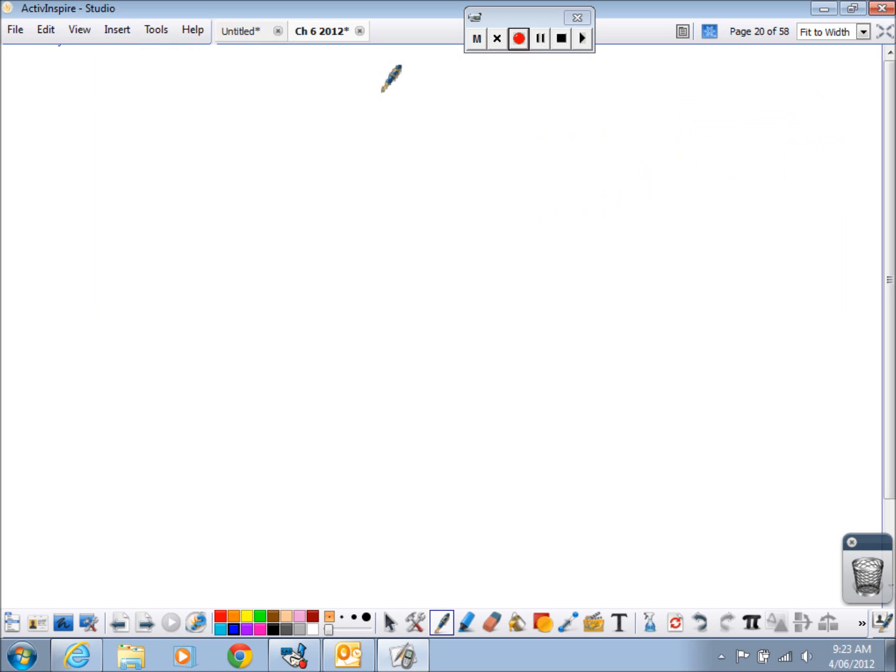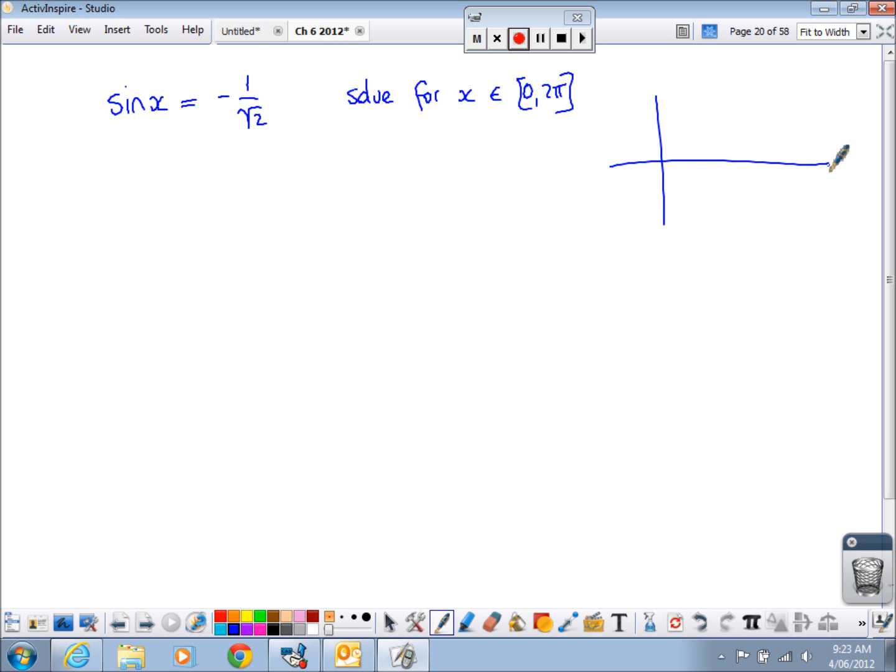Okay, let's do a negative one. What about sine x equals minus 1 on root 2, and we'll keep it simple to begin with, solving for x as an element of 0 to 2 pi. So the questions we have to ask ourselves are: sine of what equals 1 on root 2, then which quadrants are we in, and then find our angles of symmetry. So a quick sketch so we know what we're dealing with.